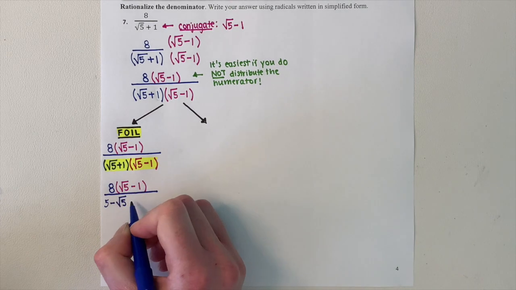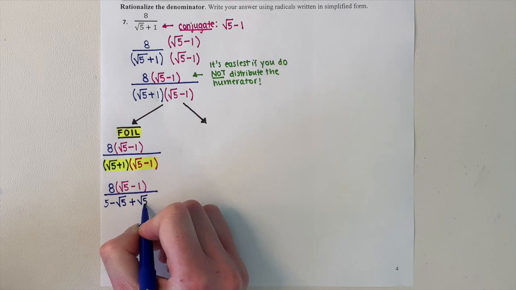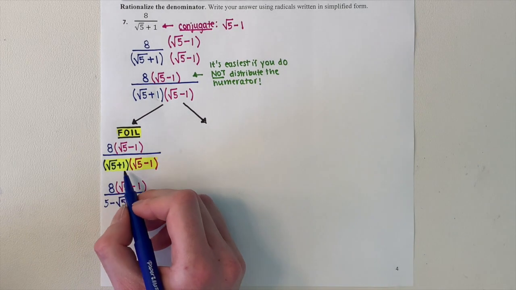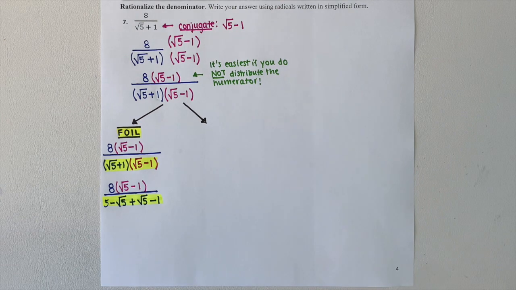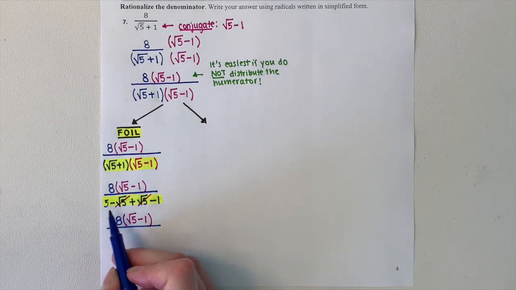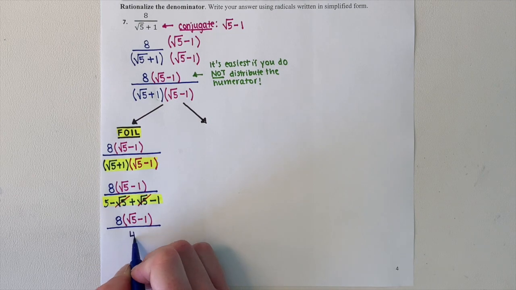Then we'll multiply the inner. 1 times the square root of 5 will give us a positive square root of 5. And then we'll multiply the last. 1 times -1 will give us -1. Now, notice we have negative square root of 5 plus the square root of 5. Those are opposites, so they cancel. And in the denominator, 5 minus 1 will give us 4.